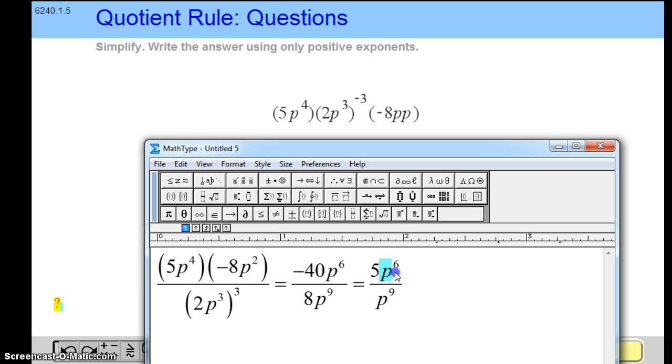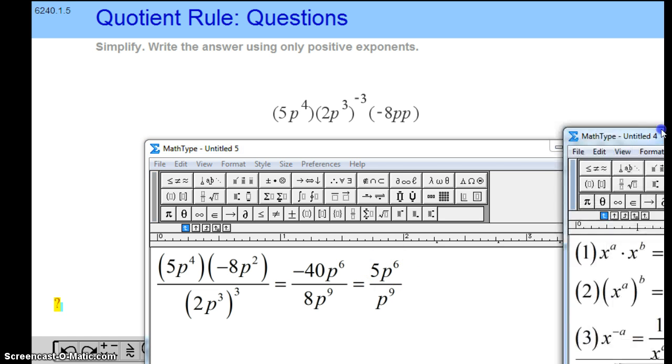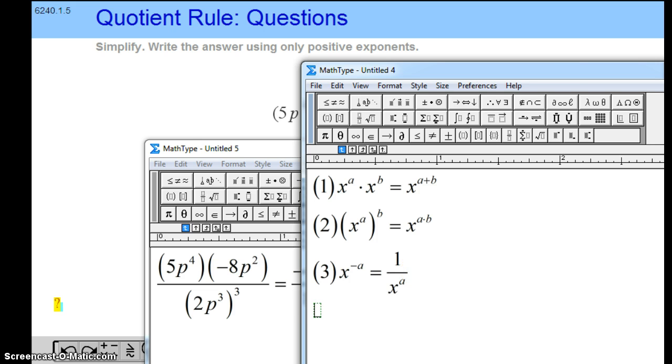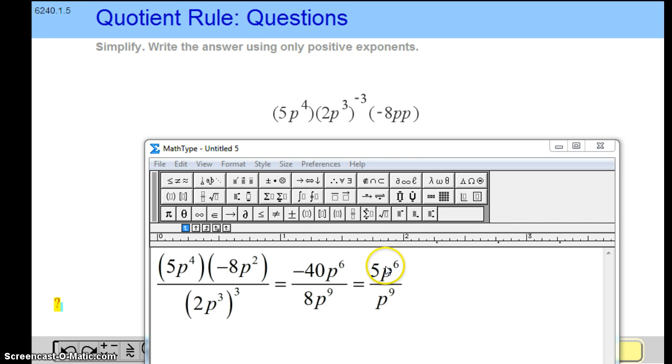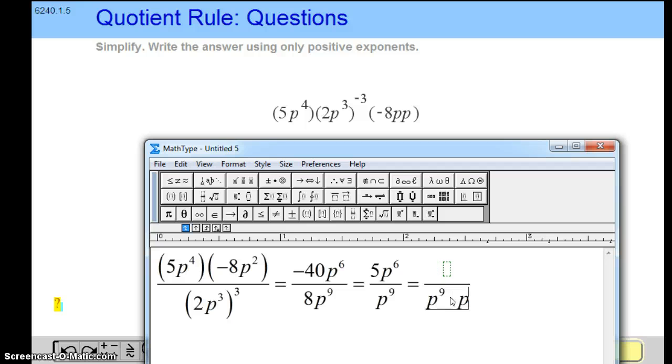Because this p on top is a lesser power than the one on the bottom, the same thing I said about rule 3 applies here. The same can be done if you have x to the a, that equals 1 over x to the negative a, kind of the opposite. So that's actually what we're going to do here. We're going to say that equals 5 over p to the 9th times p to the minus 6.